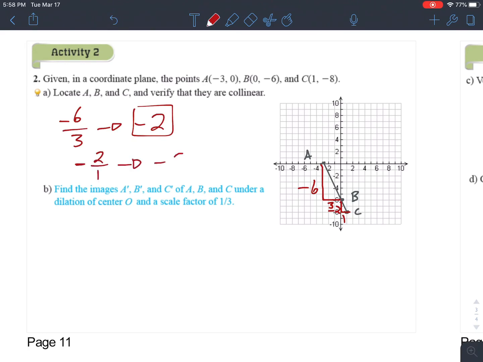And of course, -2/1 also becomes -2. So the slopes were the same for AB and BC. Therefore, all 3 points have to be on the same line.